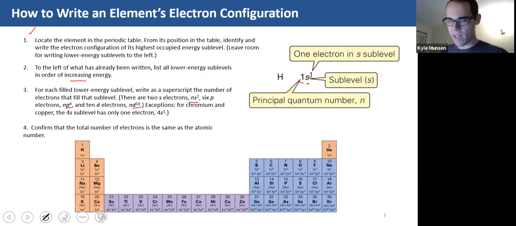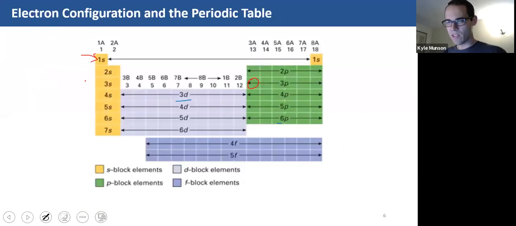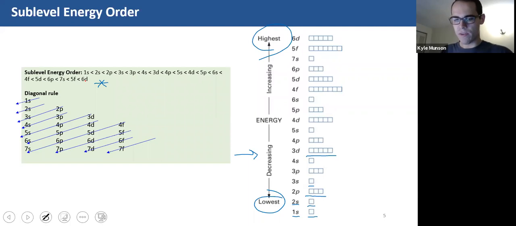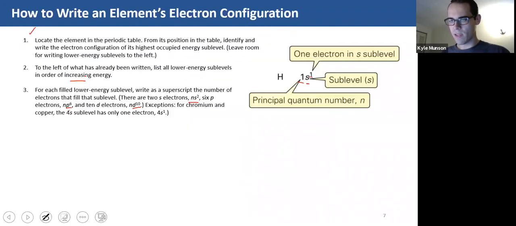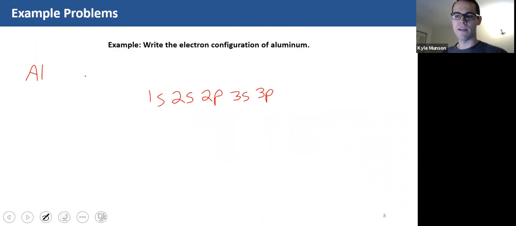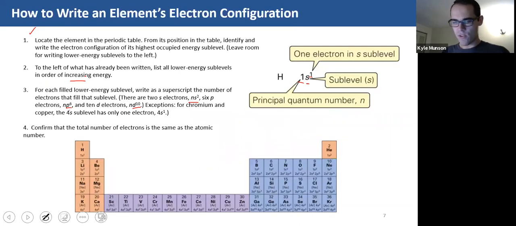To the left of what is already written, list all the lower energy sublevels in order of increasing energy. And forgive me again, I keep switching back here, but I feel like I should show you this. This is the order of increasing energies. So I was here, in 3P for aluminum. So then I must have this one, 3S, 2P, 2S, 1S, okay? So now if I go back, that's what I have here, listed out in order. All right. So that's the steps so far. So we're on steps 1 and 2. Let me just erase some of this so it's less confusing.